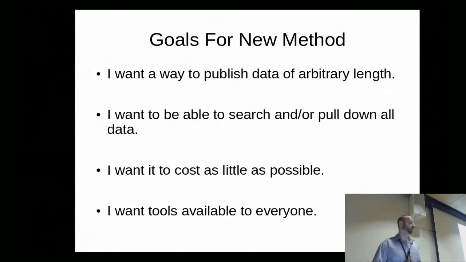So here are my goals for a new method. Since these two existing methods have so many downsides, there's no way that you can use them to publish files of arbitrary size. So that's one of the goals that I have, is I want to be able to publish a file of any size. I also want to be able to search and/or extract the data. Like I said before, if you can't do that, the data might as well not be there. I also want to minimize the cost, and I want these tools to be available to everybody.